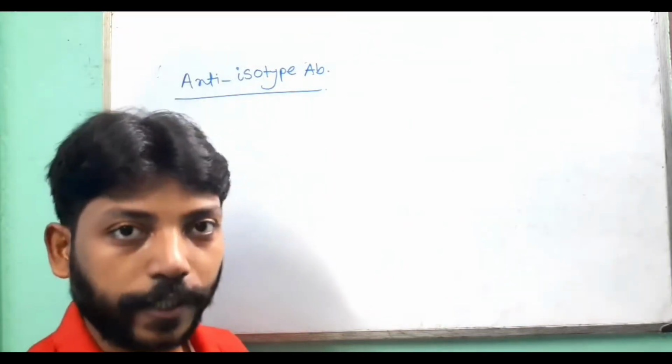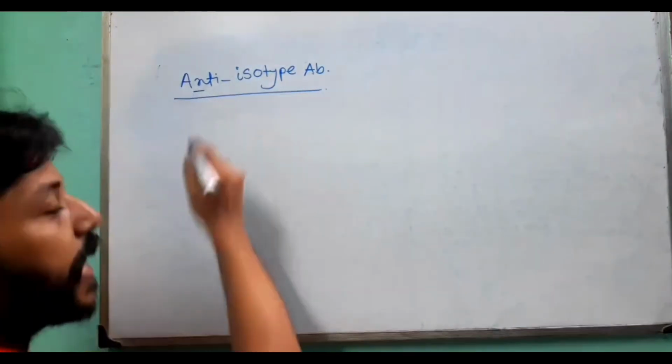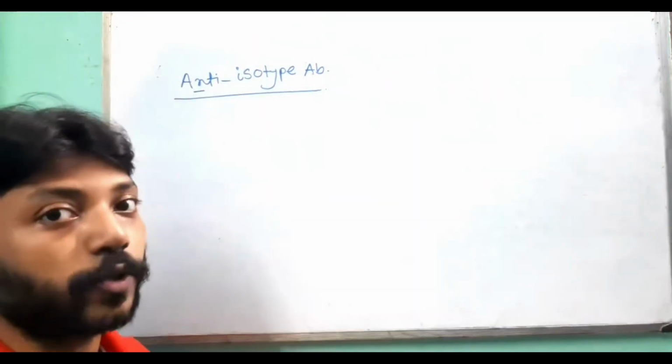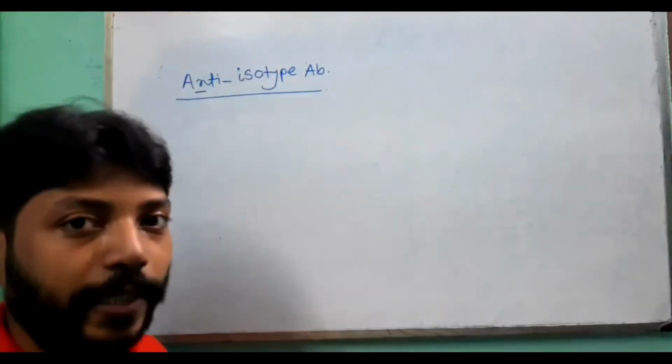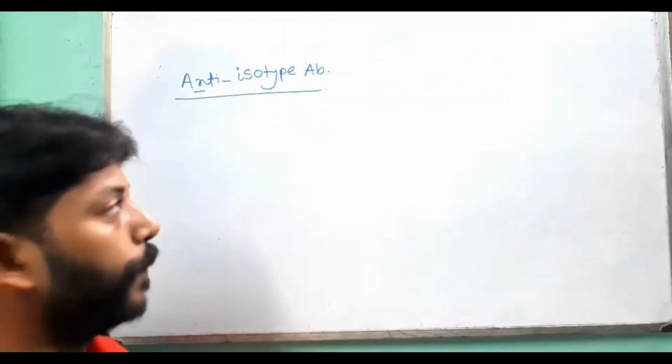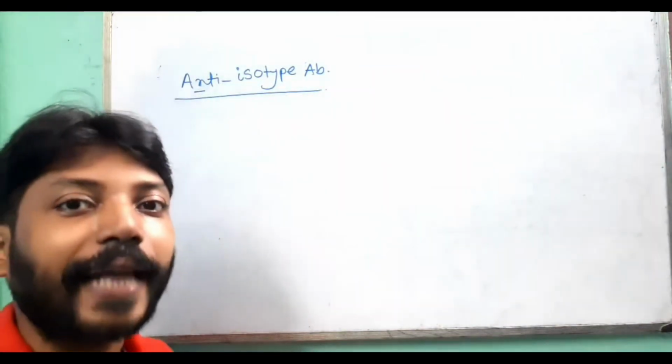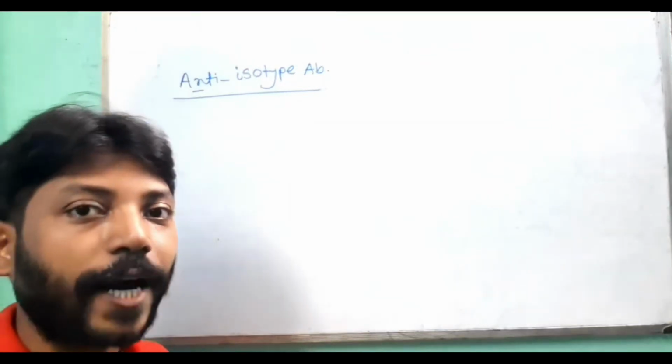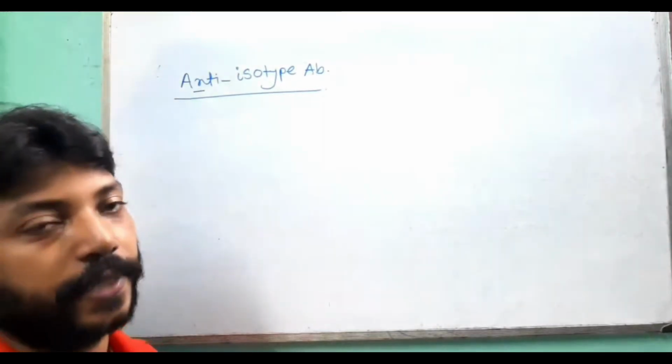In this lecture, I am going to talk about anti-isotype antibody, anti-allotype antibody, and anti-idiotype antibody. Anti-isotype antibody, actually, anti means against an isotype of antibody. What is isotype? You have to first know. Isotype means class of antibody. There are 5 isotypes or classes of antibody.